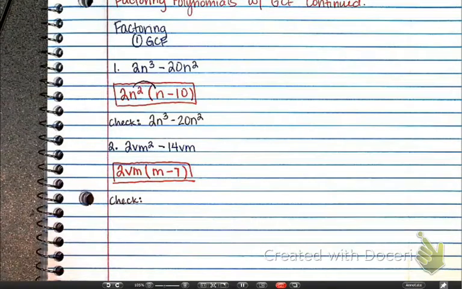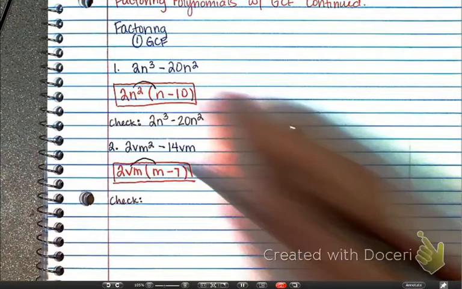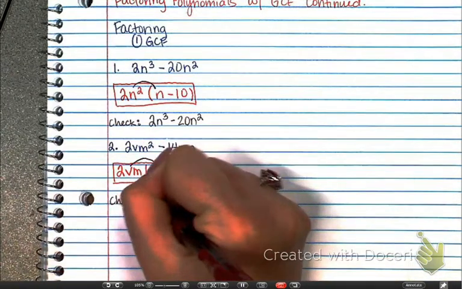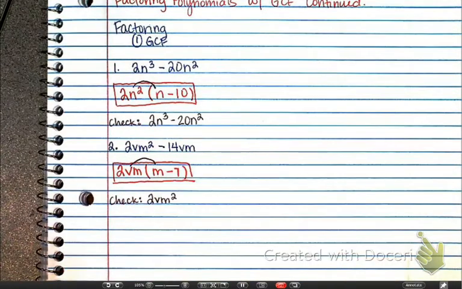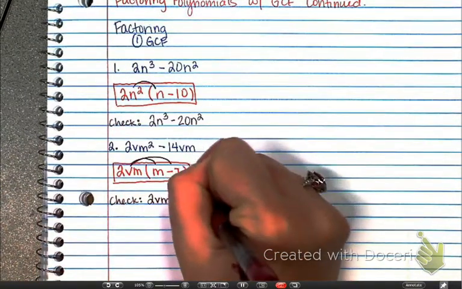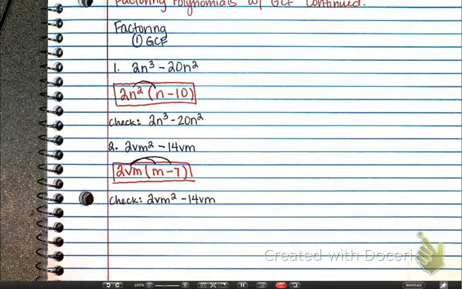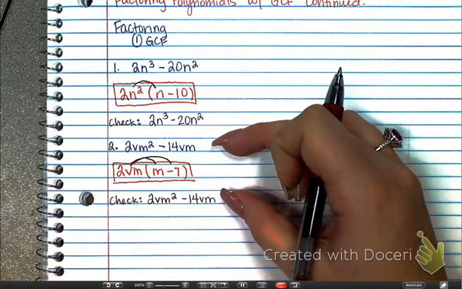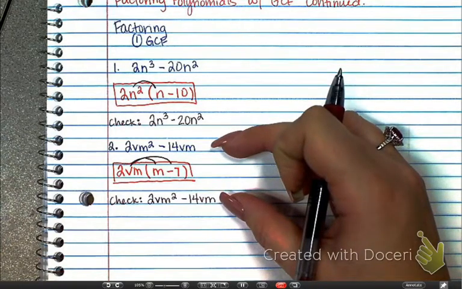So if I distribute, 2vm times m is 2vm squared. 2vm times negative 7 is negative 14vm. Those match. I know I'm good. Now, obviously, I'm doing the problem with you, so they're going to match. But when you do them on your own, it's a good check.